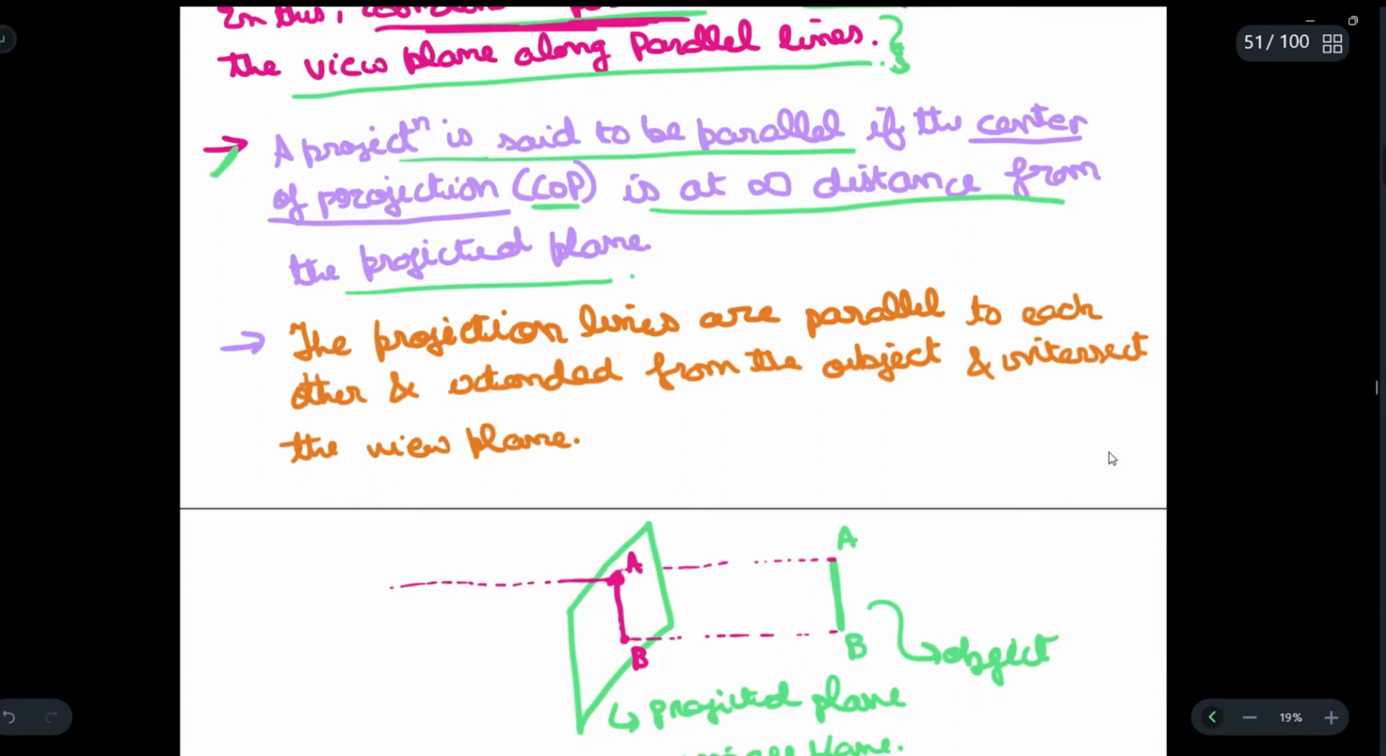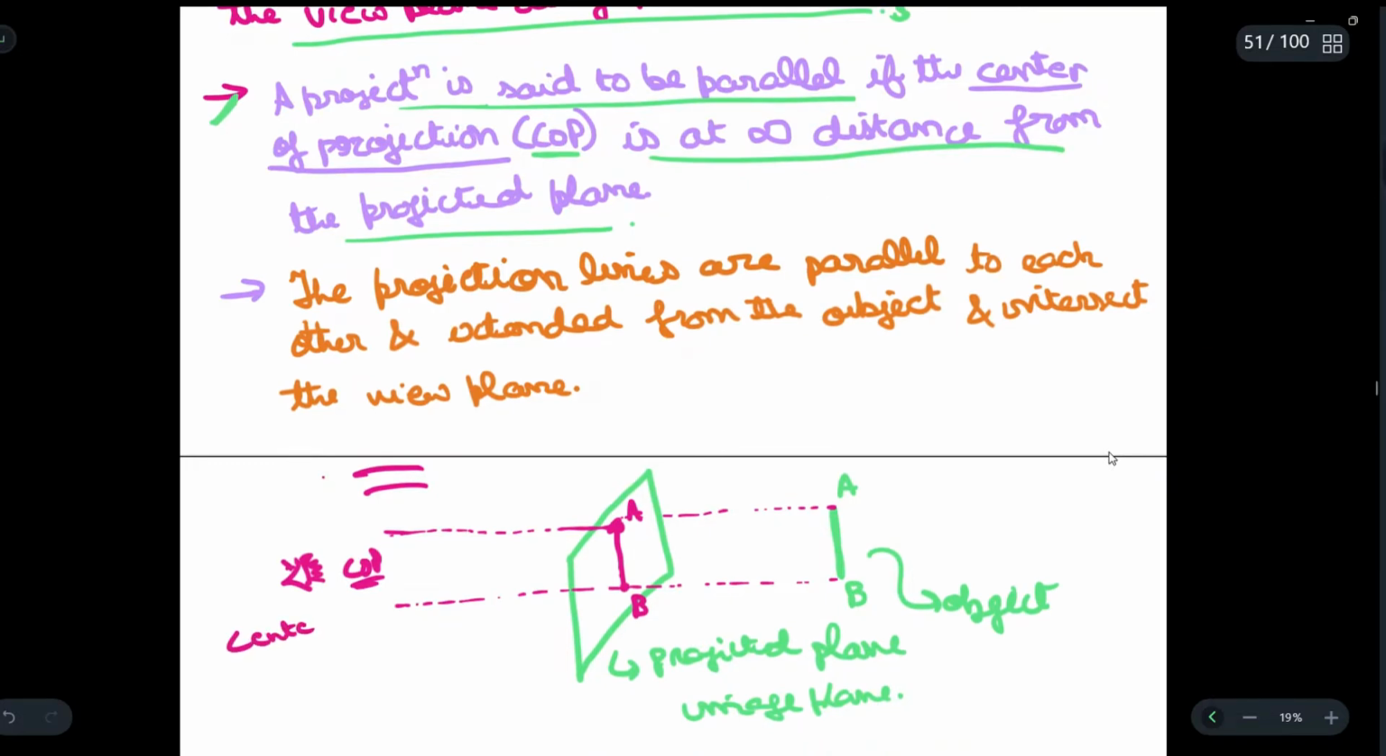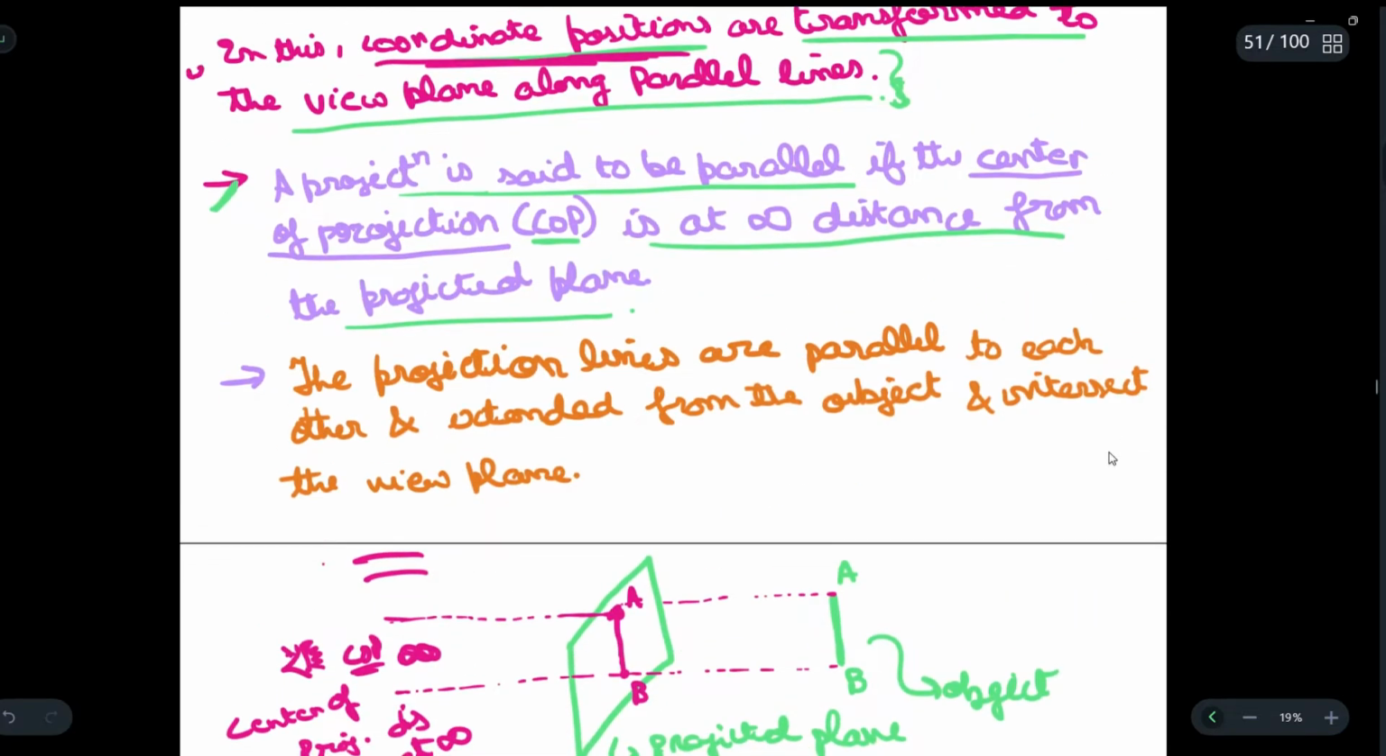When we extend these lines, as we know, parallel lines will never intersect even at infinity. So a person over here, say this is the center of projection, will never see these lines intersect. So we say that the center of projection is at infinity. This is what is meant by the first point and the second point.